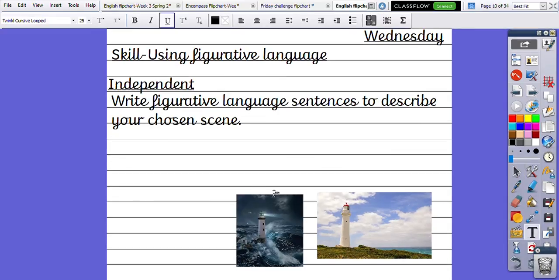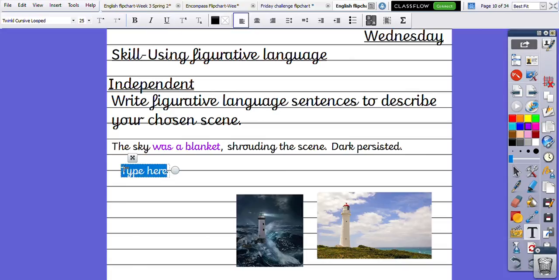Remember, if you are doing the stormy, dark scene, you need to make sure all of your writing is ominous and dark. So, for example, I might use a metaphor. The sky was a blanket shrouding the scene. Dark persisted. So the sky isn't really a blanket. This section makes it a metaphor. The sky was a blanket.